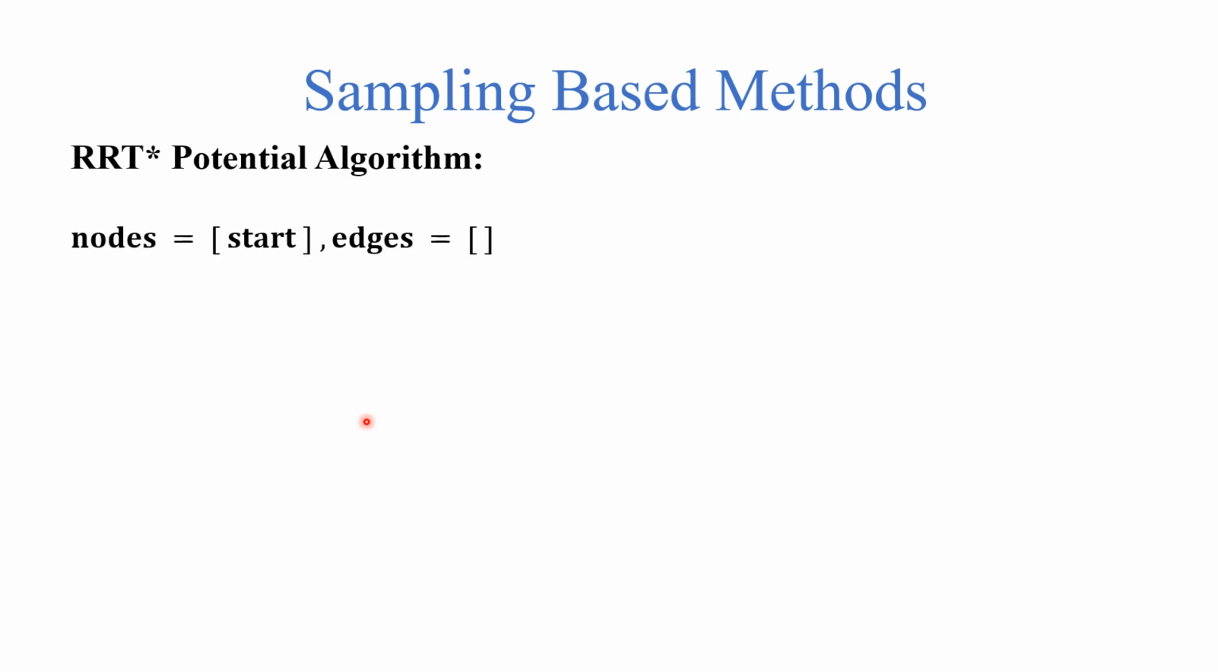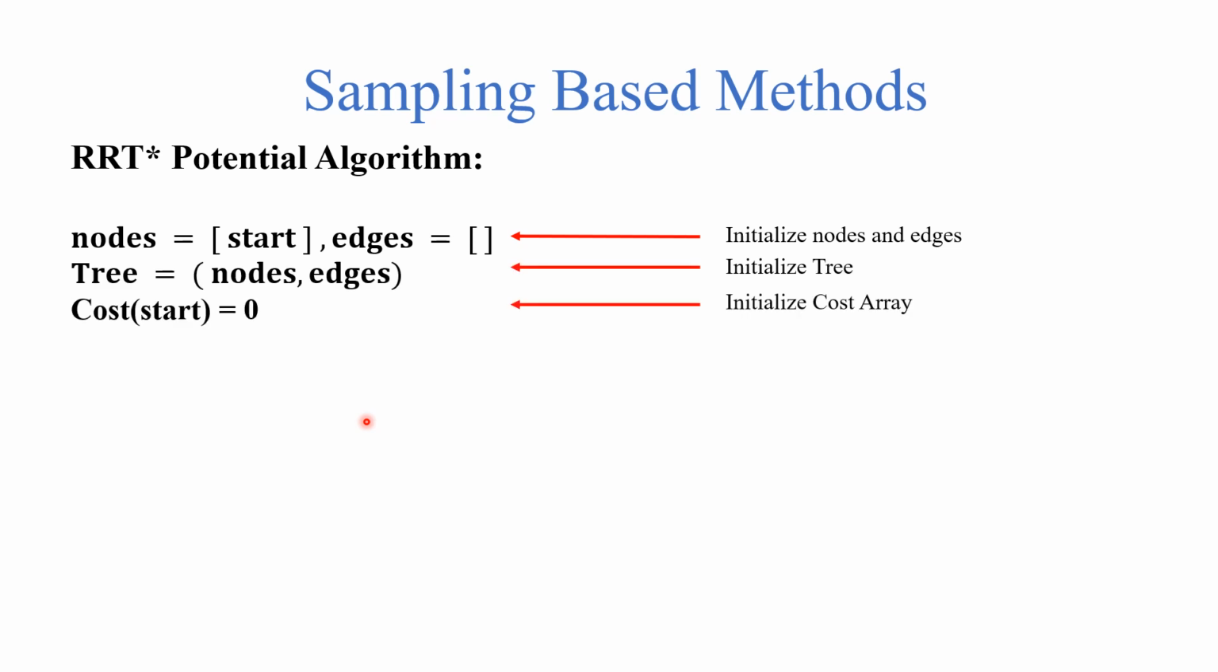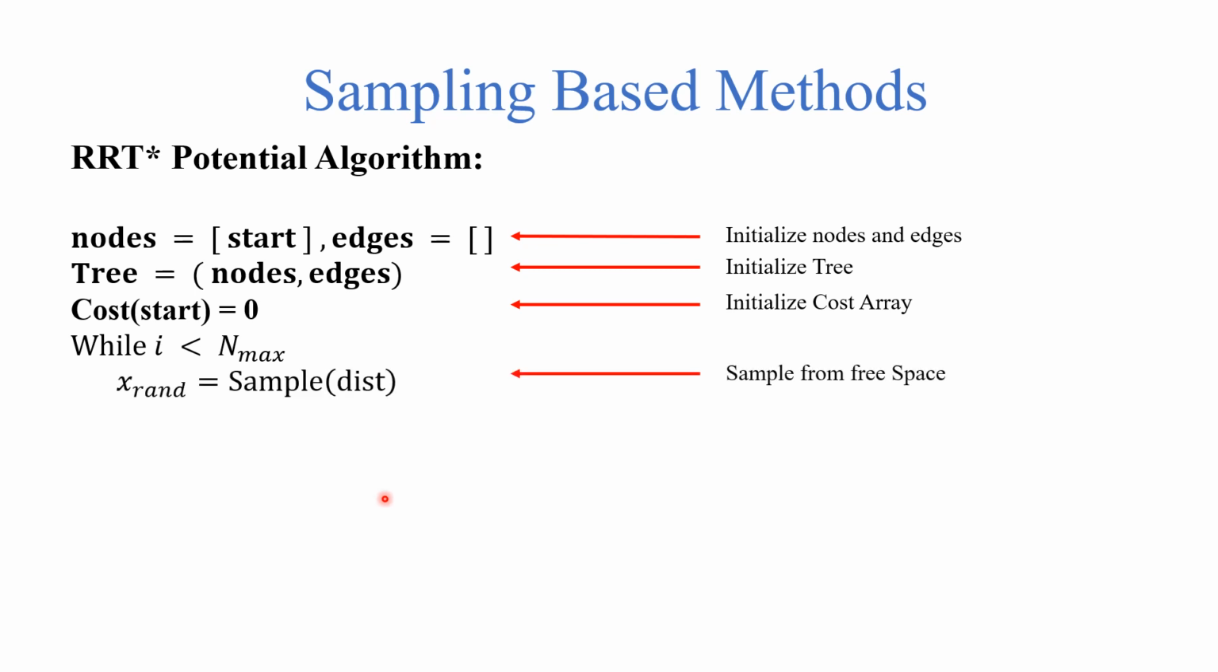Now we are going to discuss the RRT star potential algorithm in detail. First, as usual, we're going to initialize the nodes and the edges, then the tree, then the cost array, and then we're going to repeat the following steps for a maximum number of iterations nmax. First, we're going to sample a random sample from free space.